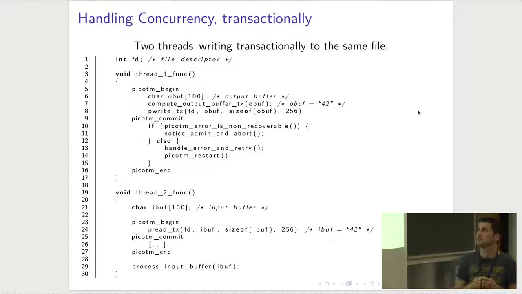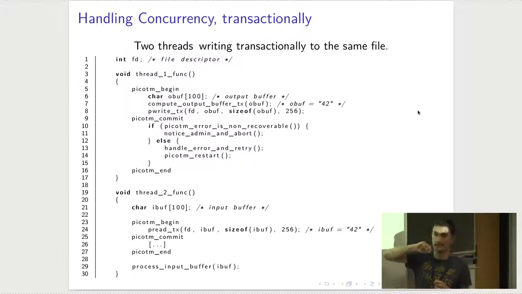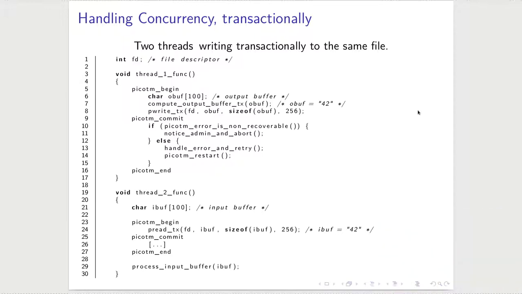Second example, this time concurrency. As before, in the non-transactional code, we have one file descriptor and we have two threads, this time implemented with transactions. Our first thread runs a transaction. It starts at begin. You can see that it computes the output buffer. It does a transactional write to the file. It does a commit. There is some error handling code there. There is end. And once it reaches the end statement, it's basically done. And the thread quits.